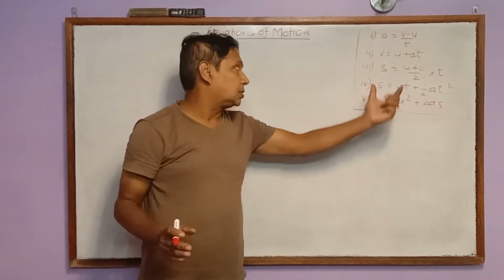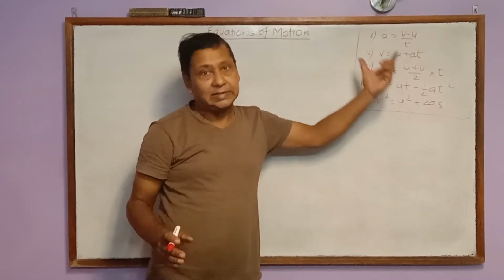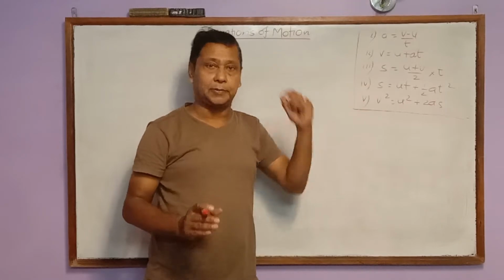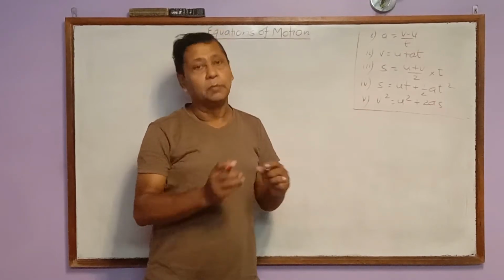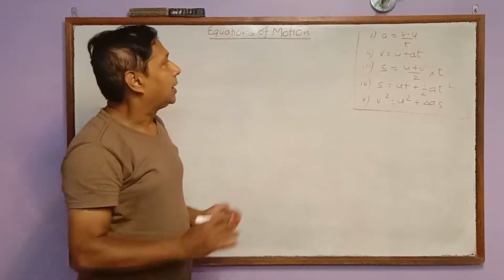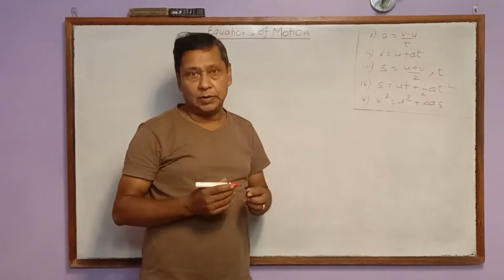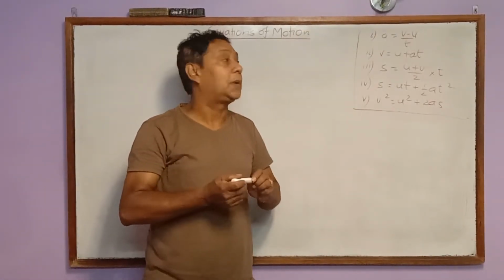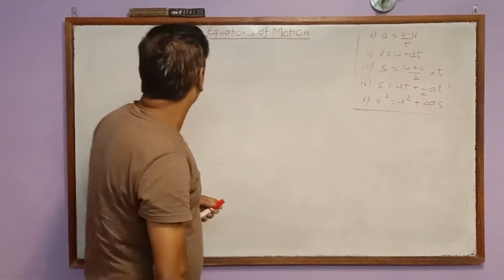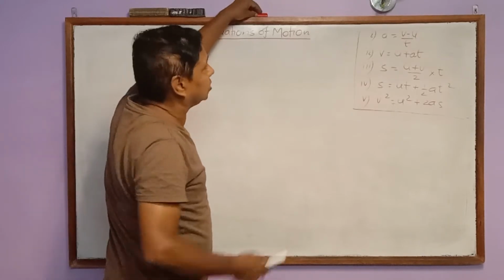In some of the books, a few of them are not taken as equations of motion, but all of them are used to solve the numerical problems related to the motion of the body, and this is linear motion. Okay, how did these equations come? Before that, I want to talk about the symbols used in these equations.